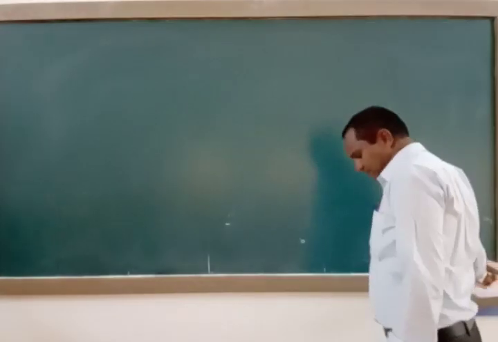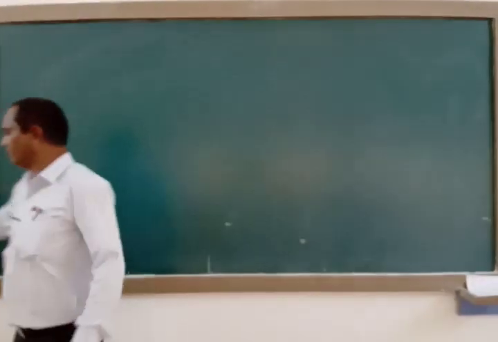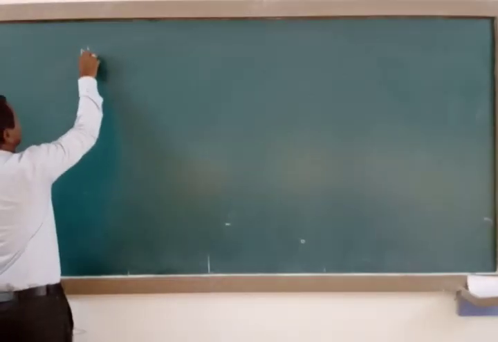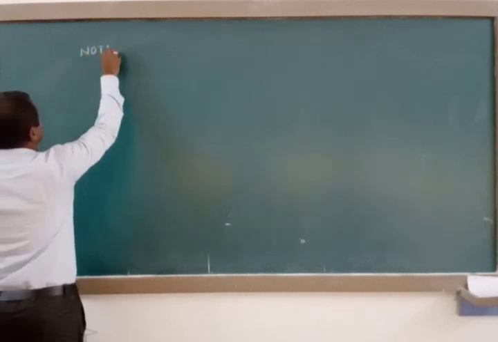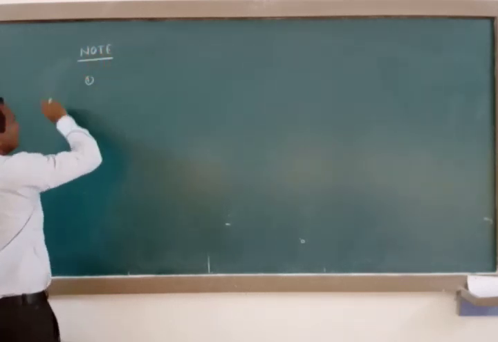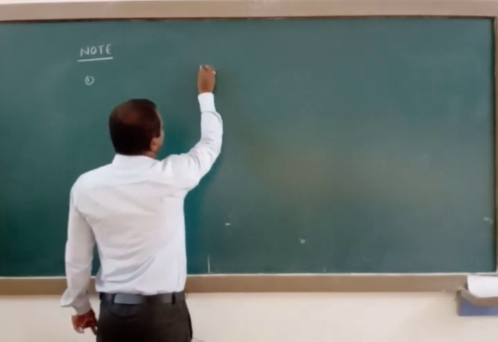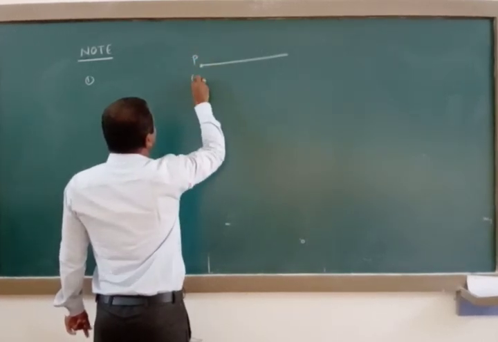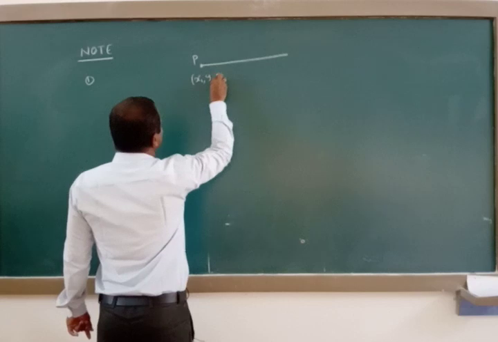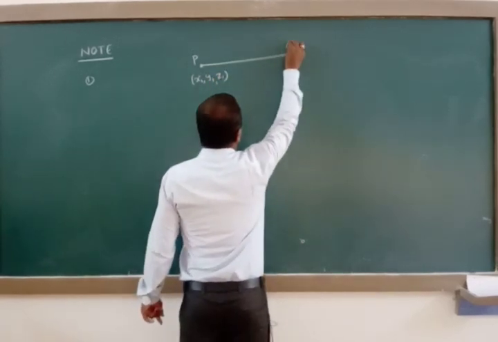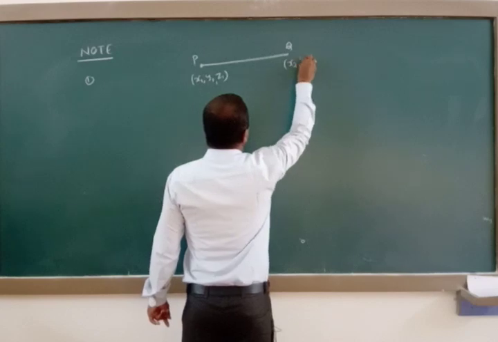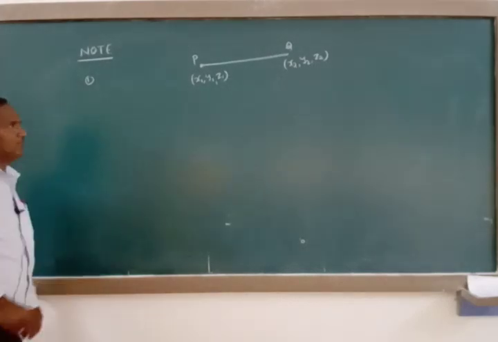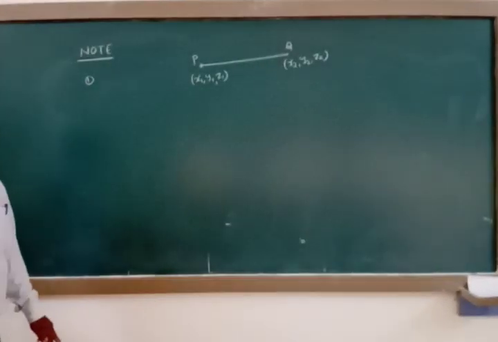We shall use those formulas to solve some problems of Exercise 11.1. Now, the important formulas in the notes based on direction ratios and direction cosines. Number 1: a line segment joining the 2 points P (x1, y1, z1) and Q (x2, y2, z2). Then how are we finding the direction cosines of PQ and the direction ratios of PQ?